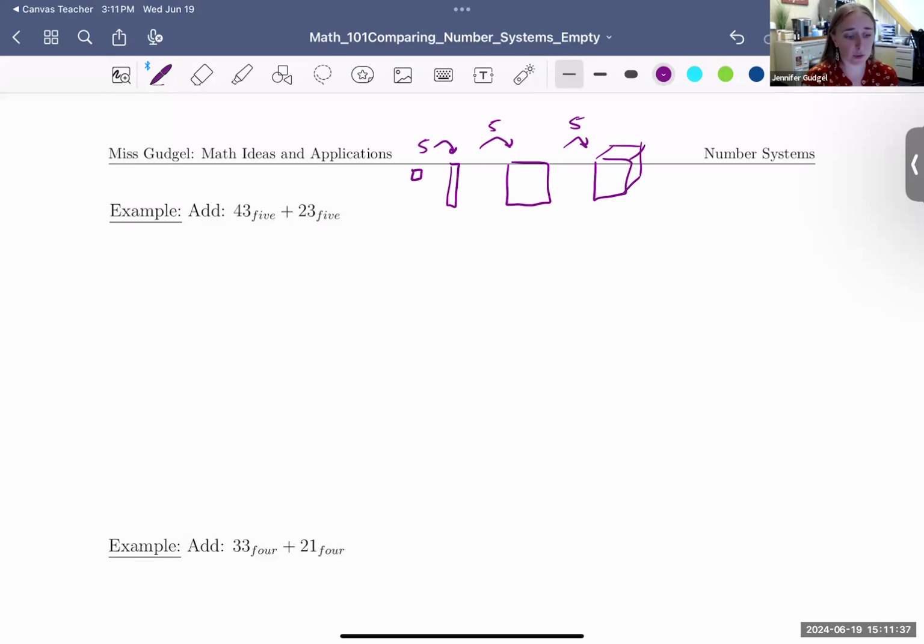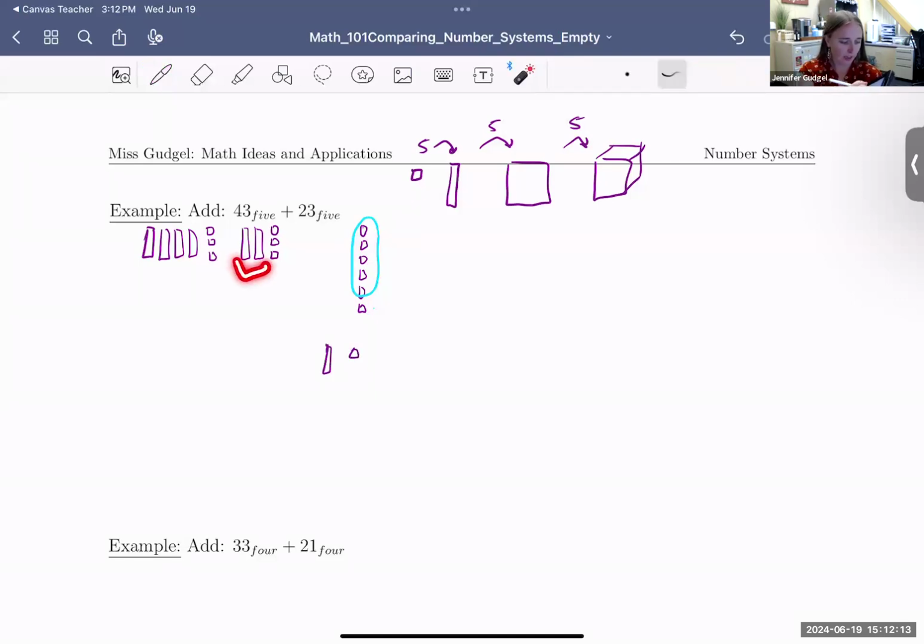Now we can do this visually like we did in the last one. If that helps you, you could think of 4 rods, 3 units, and 2 rods, 3 units. When we combine the 3 and 3, we have 6, which is too many. That 6 gets regrouped to now have 1 rod and 1 left over.